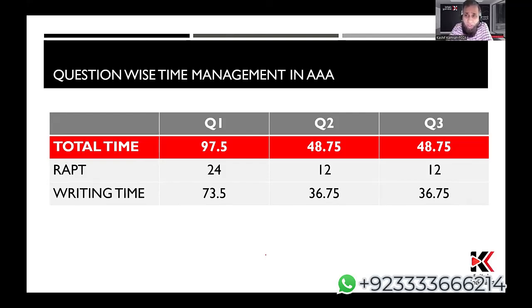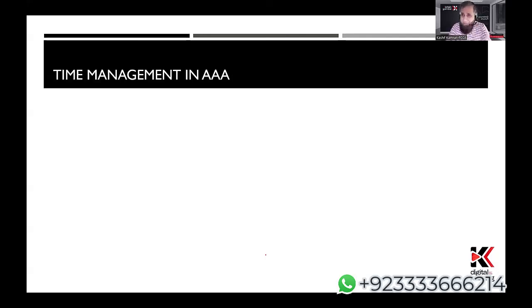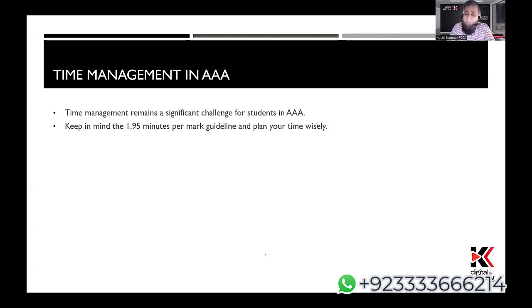And you have to ensure that every question is done within the time, the best you can do, and just move on to the next question. This is my final analysis. Time management remains a significant issue in the AAA paper. Keep in mind 1.95 minutes per mark to plan your answers effectively.